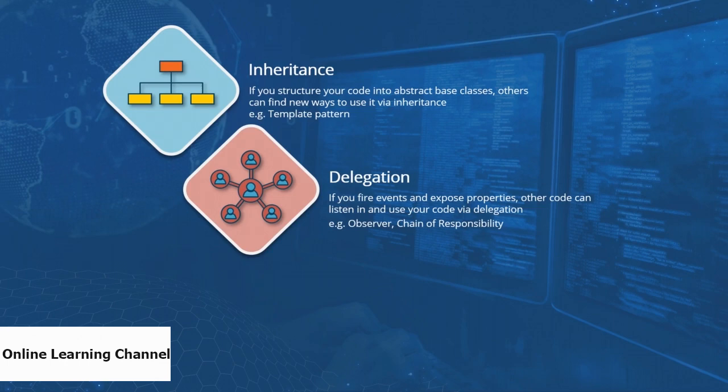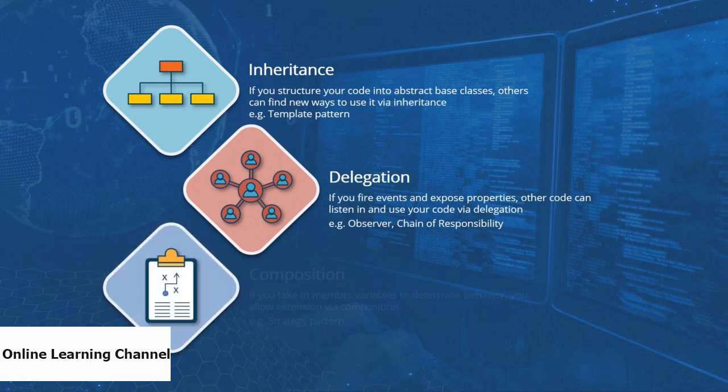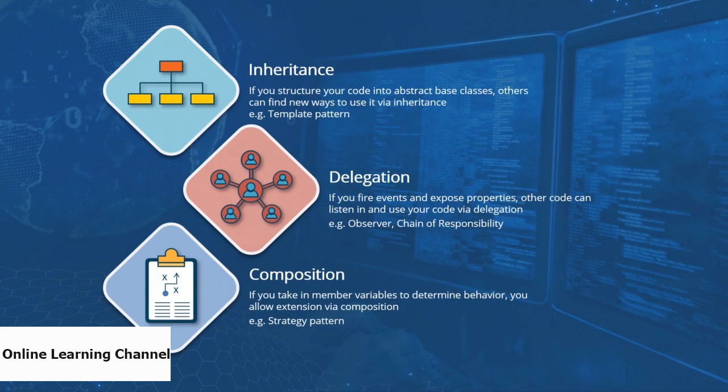And finally, another way to open up your existing code for extension is to use the composition pattern. Composition is where you use existing components, bring them together, and build more complex components. Another way to implement composition is you have a function or a class and you take in parameters or member variables to determine the behavior of this function or class. This is extension via composition. And an example of this in design patterns is the strategy pattern.